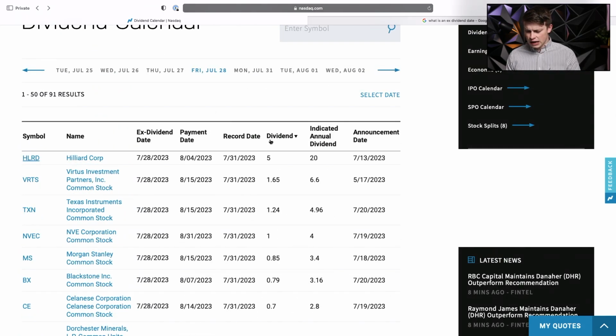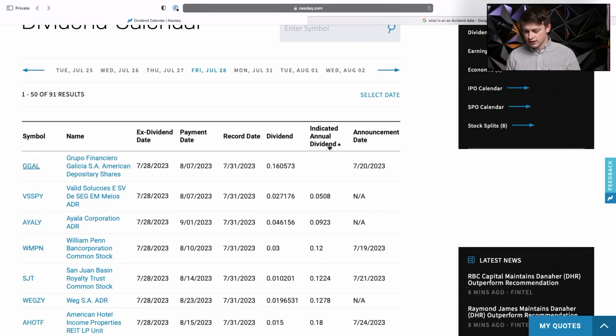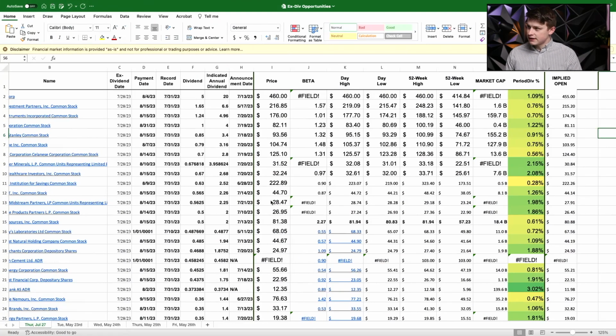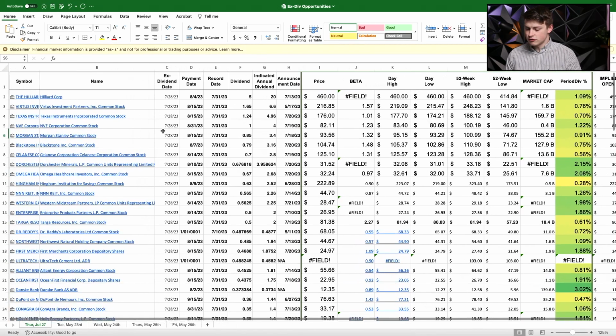And of course, we can sort by dividend payout. This one pays $5 dividend. Doesn't have percentage of dividend. This one, we can look at indicated annual dividend. But here's where my spreadsheet comes into play. And this is the exact sheet that I've been using.